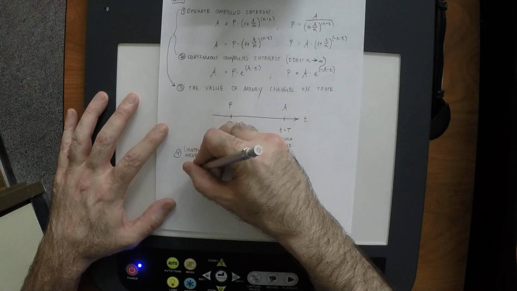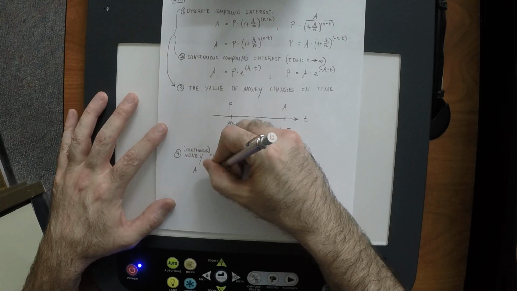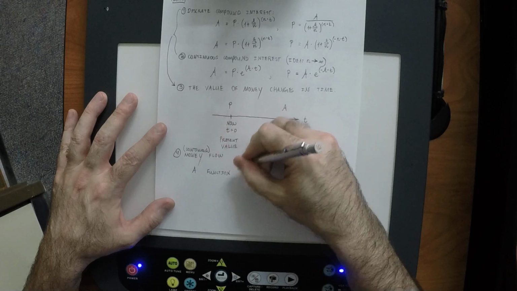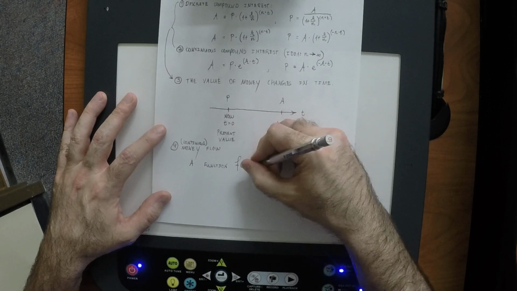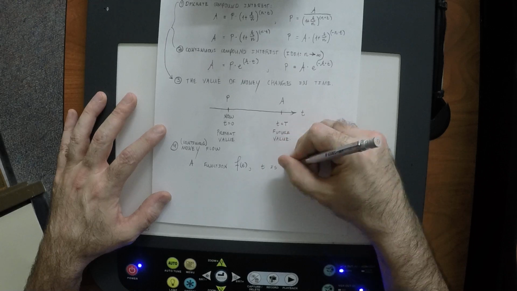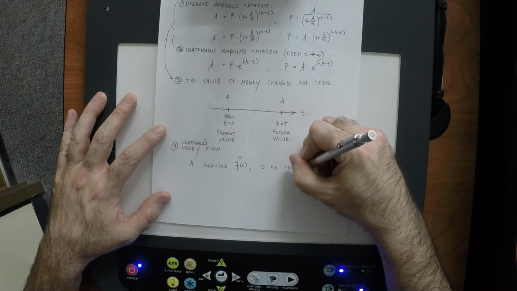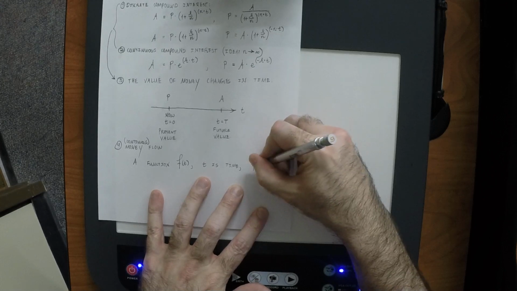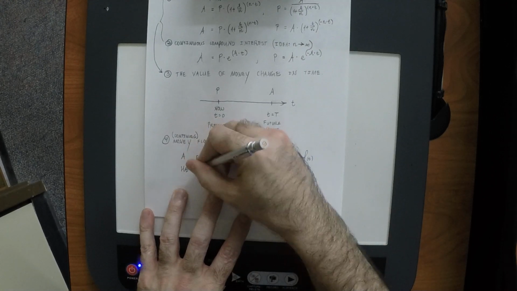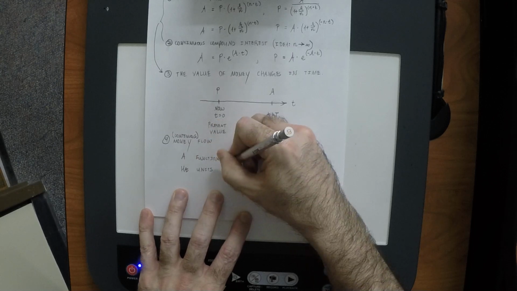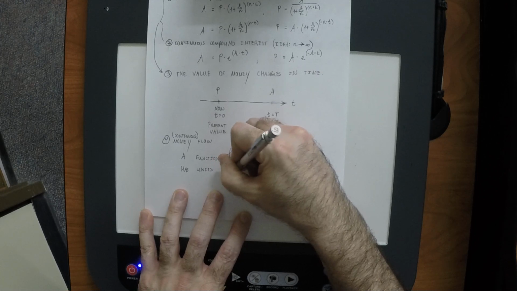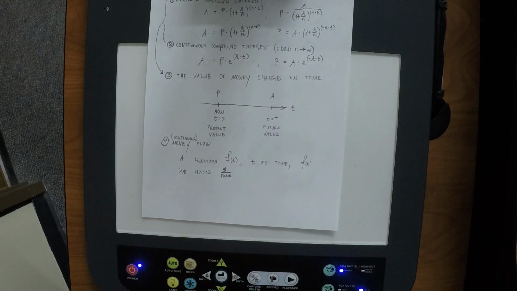So in particular, a money flow is a function f of t, where little t is time, and f of t has units in dollars per time. And I write time because in different problems it might be different things. Usually time is measured in years in these problems, but you can measure it in seconds. Okay.